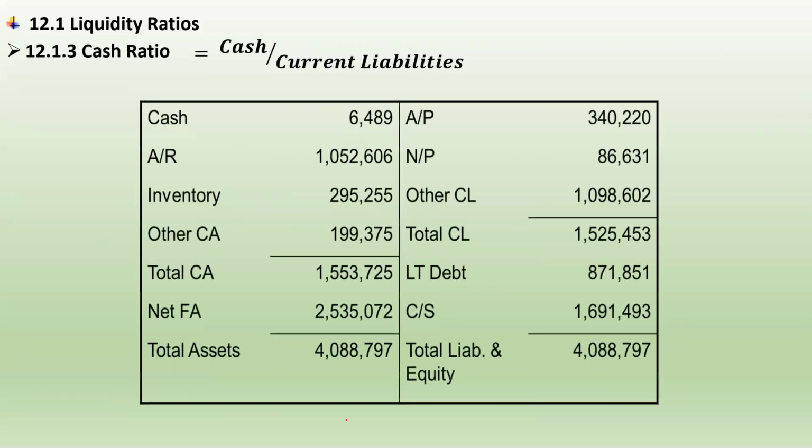The third type of liquidity ratio is called the cash ratio. It equals cash divided by current liabilities. We only take cash into consideration because if the current liabilities are due today, we can use cash to pay them. Cash has the highest liquidity and can be directly used to pay for current liabilities. For this firm, the cash ratio is only 0.00425. The majority of current assets is accounts receivable. This is kind of dangerous in some situations.